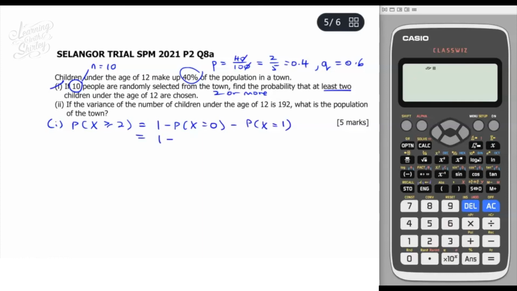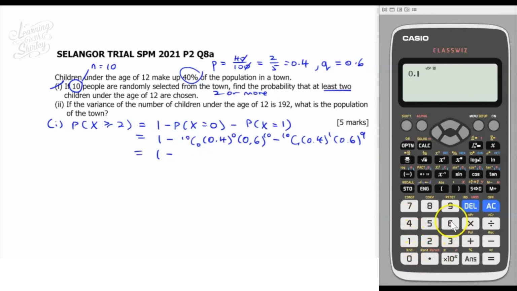Okay, so let's calculate. You're going to show your working. So 10C0, your P is 0.4 to the power of 0, then your Q is 0.6, so 10 minus 0 is 10. Then minus 10C1, then 0.4 power 1, then 0.6 power, 10 minus 1 is 9. So equals 1 minus... 10C0 is 1, 0.4 power 0 is also 1. So let's press 0.6, then power 10.